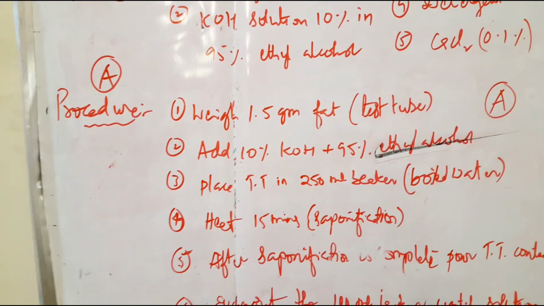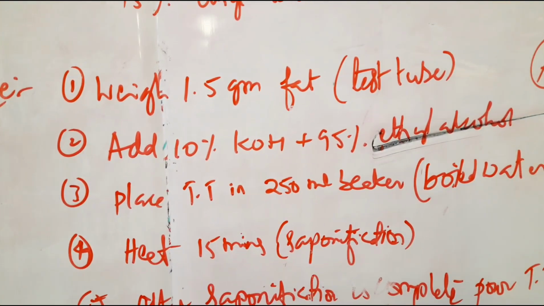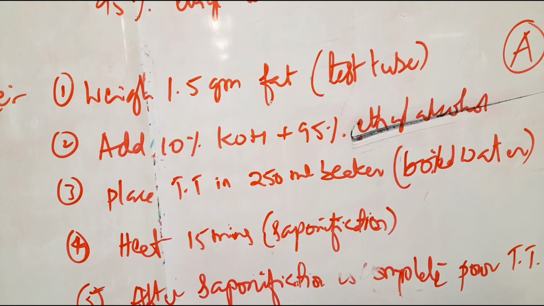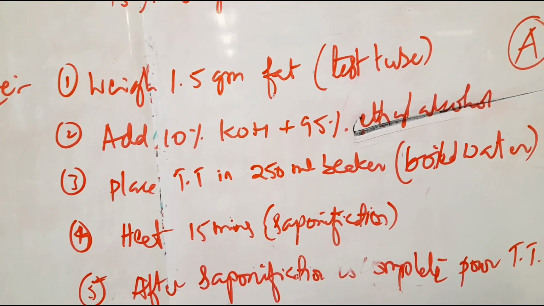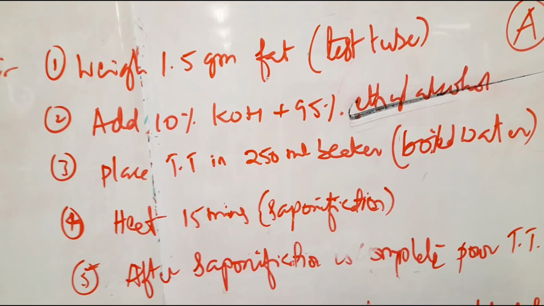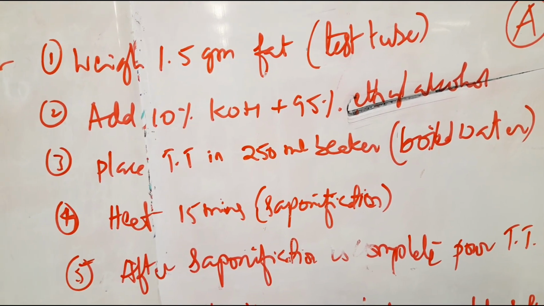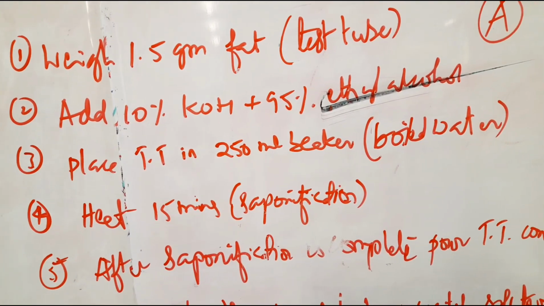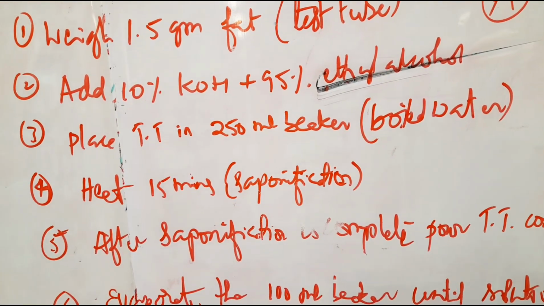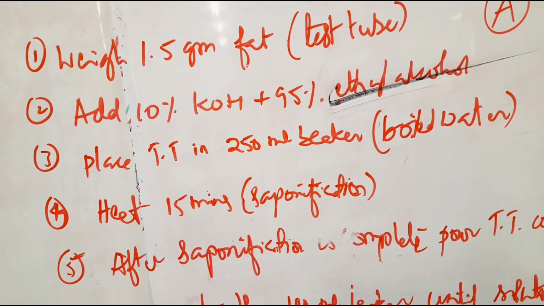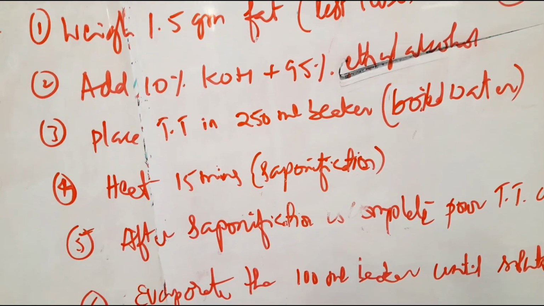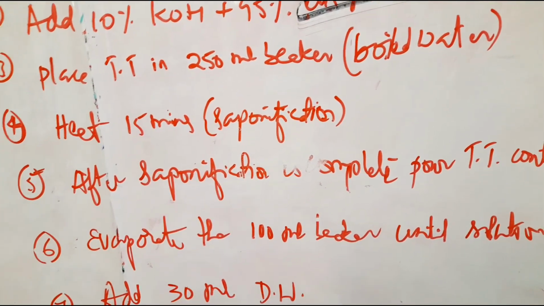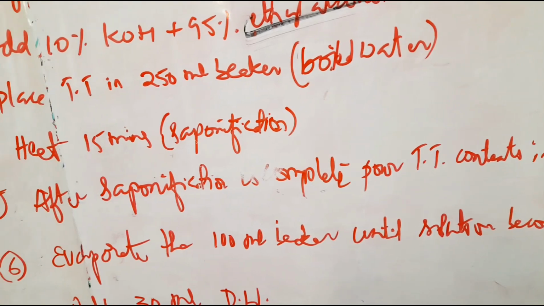Procedure A, or part 1. We have to weigh 1.5 gram of fat in a test tube, or we can use a small 50 ml beaker, and add 10 ml of 10% potassium hydroxide in 95% ethyl alcohol. Then place the test tube or the small beaker in a 250 ml beaker which is already boiled on the hot plate. Now transfer the test tube into the beaker containing hot water and heat it for 15 minutes so that the saponification is completed.